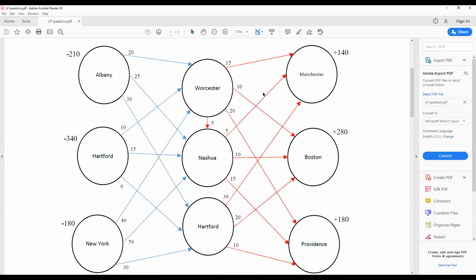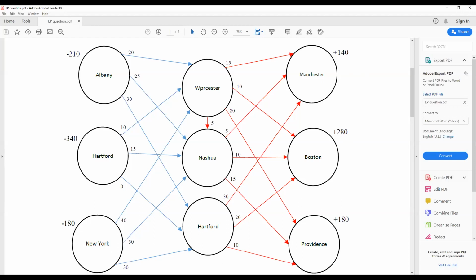So, as you see, supply capacity in Albany is 210, in Hartford is 340, and in New York is 180. And negative signs means supply, positive sign means demand. So in Manchester, New Hampshire, the demand is 140, Boston is 280, and in Providence is 180.